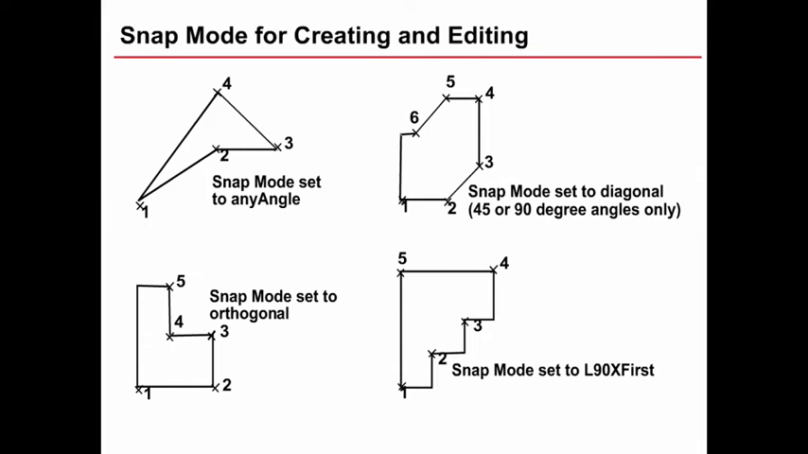So here are snap modes. These are examples of any angle, diagonal, orthogonal, and then this one, if you notice, this is L90X first, and so there's the first coordinate, and there's the second coordinate. And so that's the way it would work around. It would fill in that corner. It would fill that in for you.